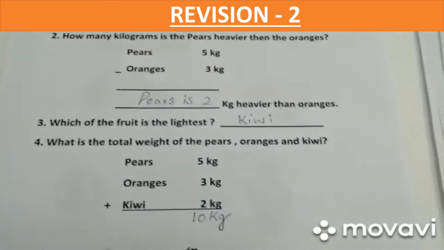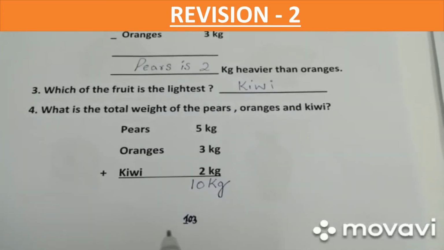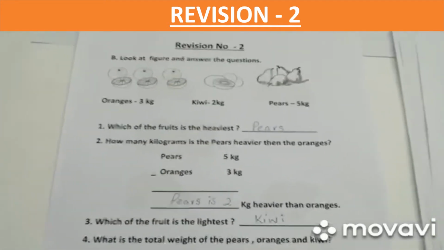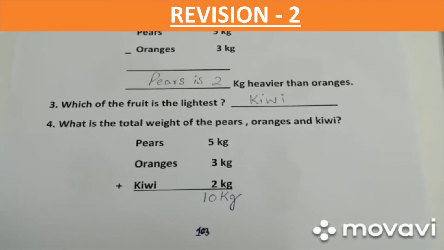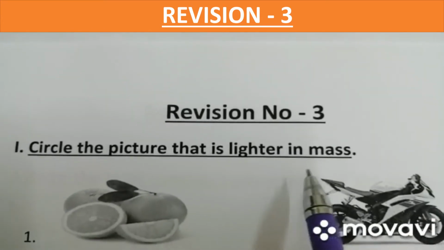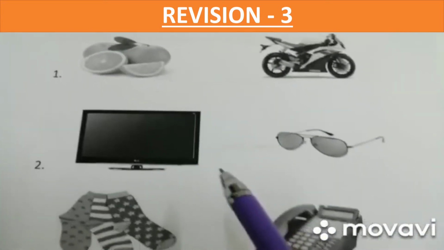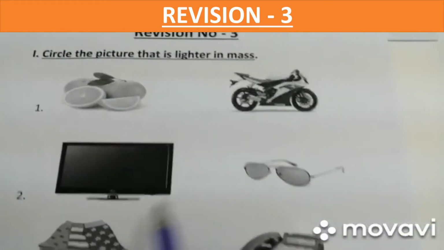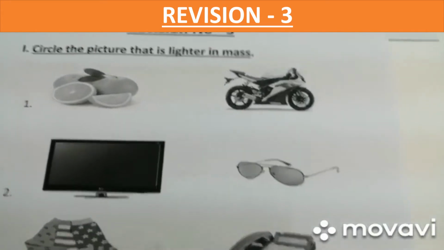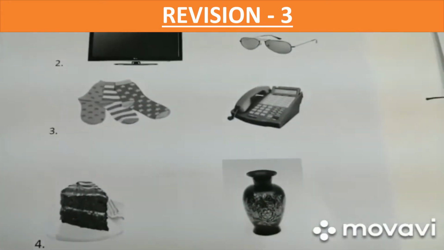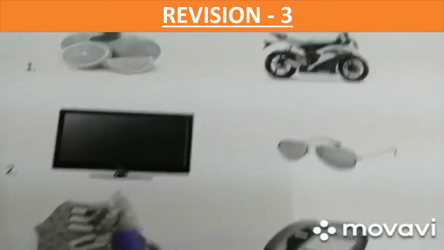Okay. So do more practice of this. This was all about page number 103. Now we will continue. We will do our next revision, page number 104. Okay dear, this is page number 104, revision 3. See, what is this? Circle the picture that is lighter in mass. In this page there are some pictures. Now you have to compare these and circle the picture which is light in mass. Light means light in weight. Okay, so let us start.